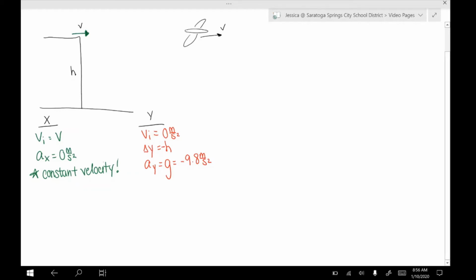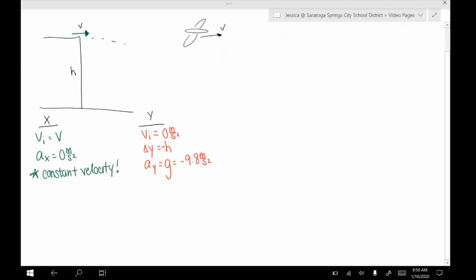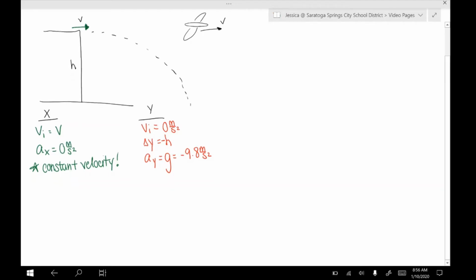So X direction, Y direction, completely separate. As this object travels, it's going to travel in a semi-parabolic path. That semi-parabolic path is because of the combined lack of acceleration in the X direction and acceleration in the Y direction. So let's talk about some things we can find for this object with the information given to us. Some things we might need to find are the time of flight, or what's considered the range, or the distance from the bottom of the cliff.